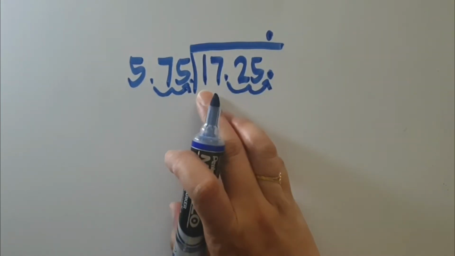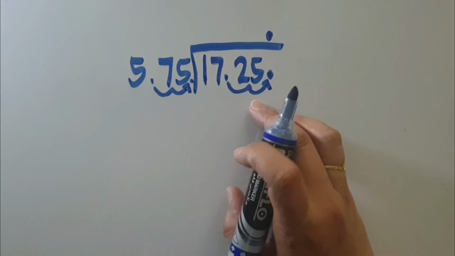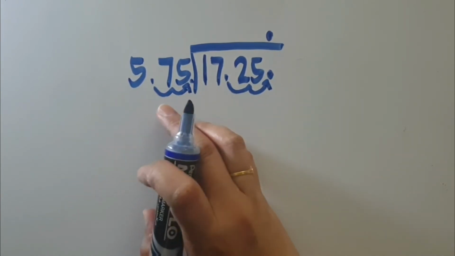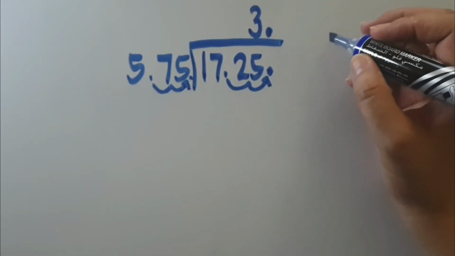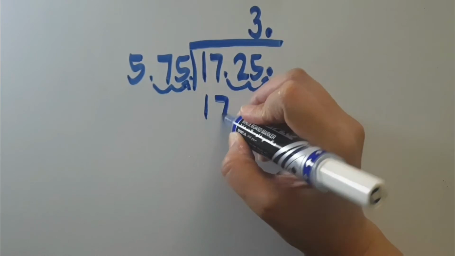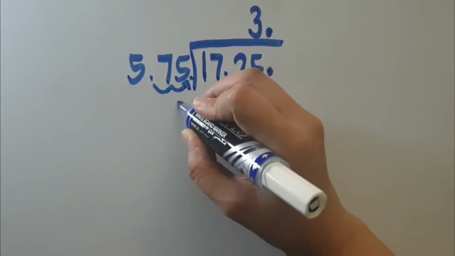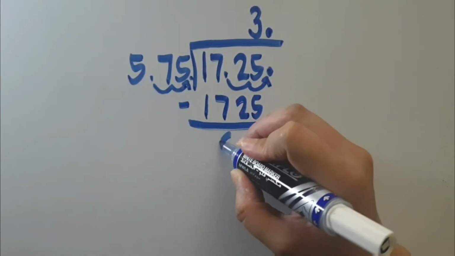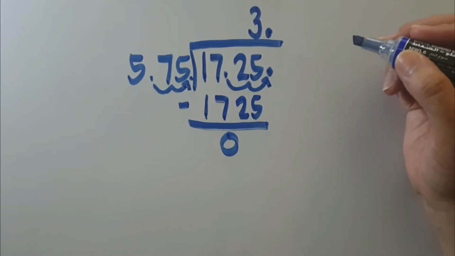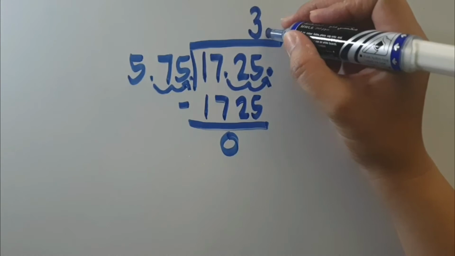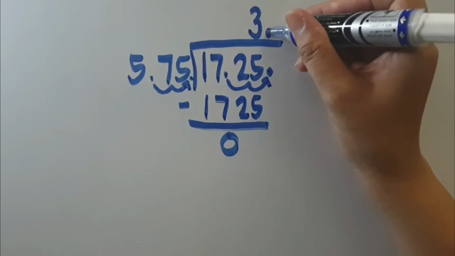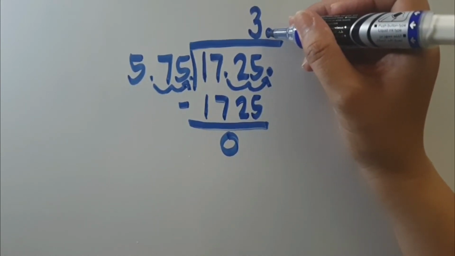Now, we have 1,725 divided by 575, and that is equal to 3. 3 times 575 is 1,725, and that will give us 0. So, that means our quotient is 3 since it is before the decimal point.